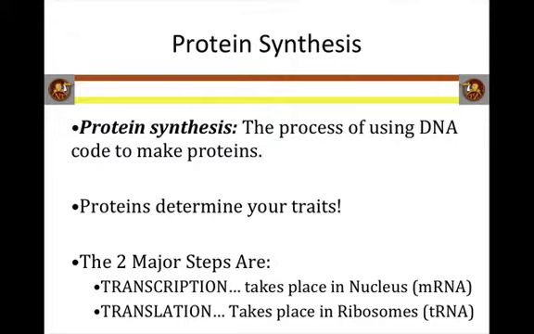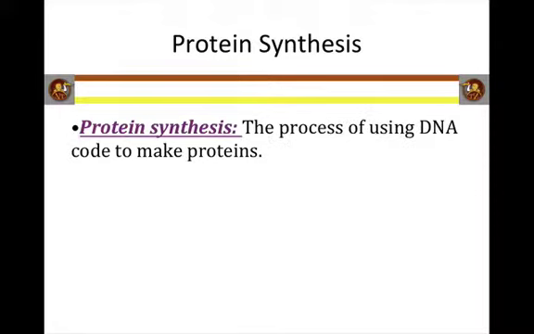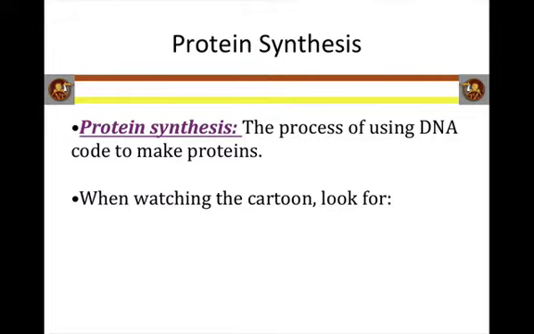All right. So I have a short cartoon for you to watch on protein synthesis. All right? And we're going to see firsthand the process of using DNA code to make proteins. When watching the cartoon, I have a few look-fors for you. First one is look out for mRNA. We're going to see where it exists and what it does. Look out for tRNA. And lastly, look out for rRNA. Okay? All these things are going to be in the video. So, we'll get started on the video and we'll come back to this when it's done. All right? Let's see.